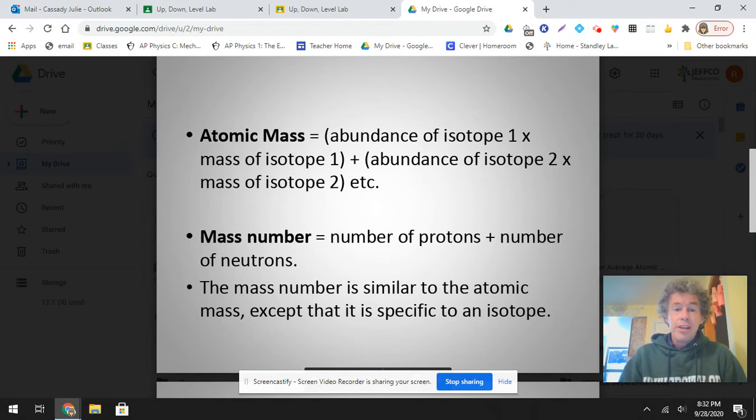In order to calculate the atomic mass, you would take the abundance of isotope 1 times the mass of isotope 1, plus the abundance of isotope 2 times the mass of isotope 2, etc., until we go through all of the isotopes in that sample.